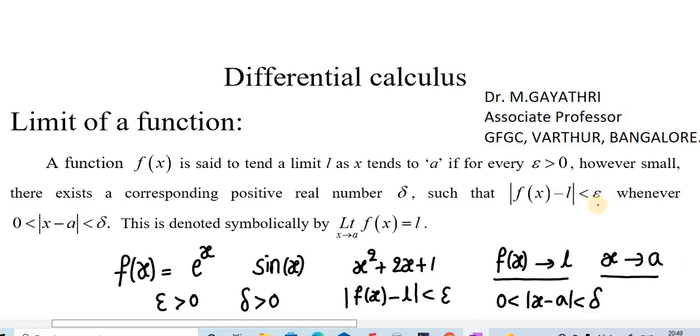Here epsilon is a positive quantity. Even though this is positive, this is very small. That means the difference between f of x and L is negligible, whenever the difference between x and a is negligible. This is denoted symbolically by limit x tends to a f of x equal to L.